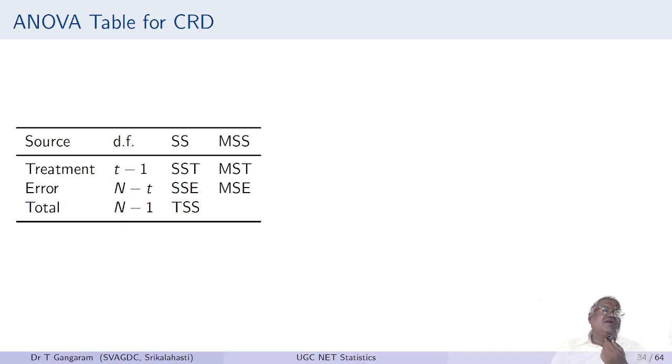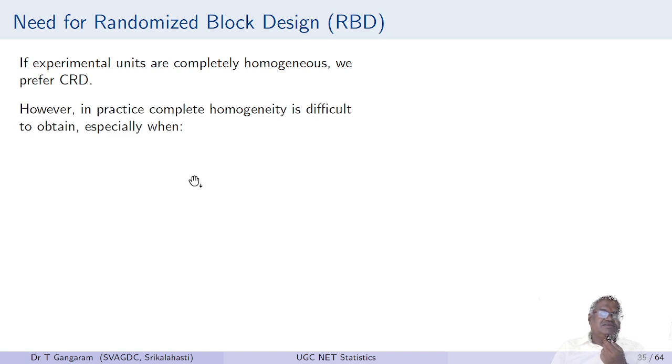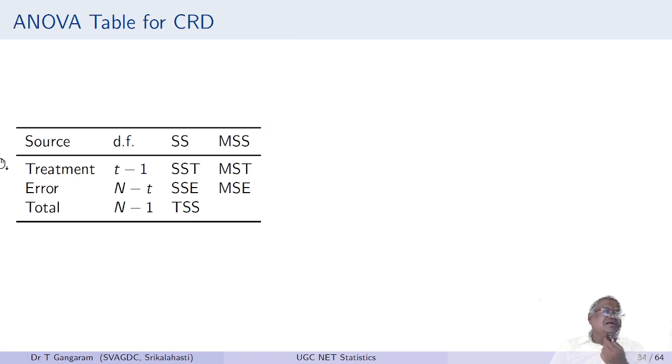This is the ANOVA table for CRD, similar to one-way classified data. Suppose we have 3 treatments: t minus 1 is the treatment degrees of freedom, error is n minus t, as we discussed earlier. Total is equal to n minus 1. Sum of squares due to treatments, error sum of squares, total sum of squares, mean sum of squares due to treatments, mean sum of squares due to error. F is equal to mean sum of squares due to treatments divided by mean sum of squares due to error.